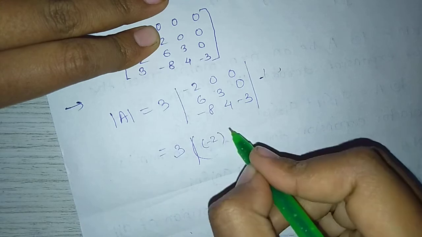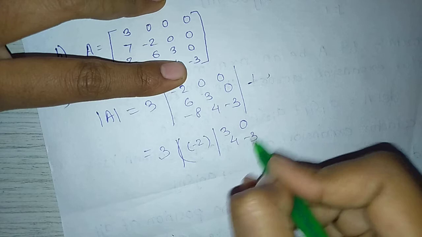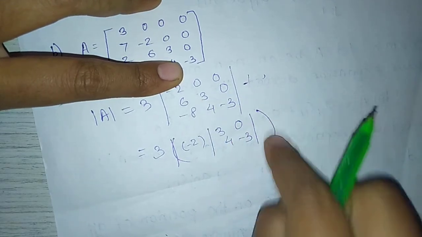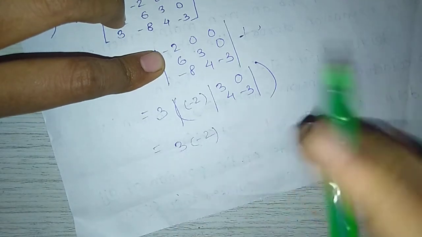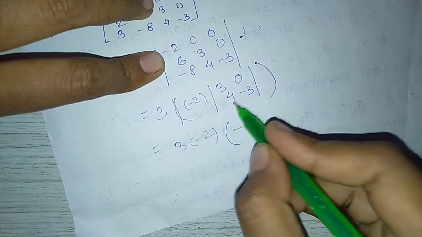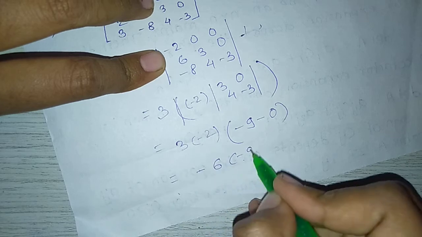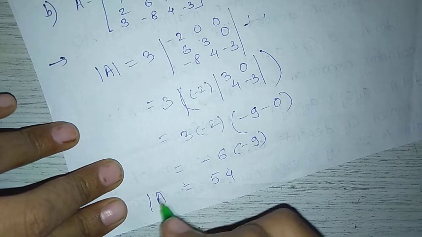minus 2 into the remaining term is 3 0, 4 minus 3, and two values are 0, so here we neglect, equal to 3 into minus 2 determinant of this matrix is 3 into minus 3, minus 9, minus 4 into 0 0, equal to minus 6 into minus 9 equal to 54. So determinant of A equals 54.